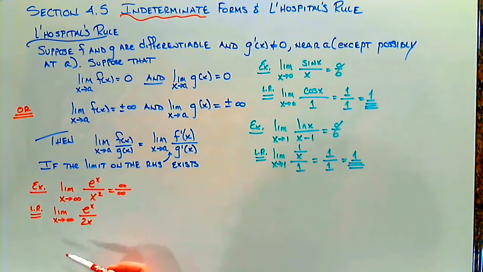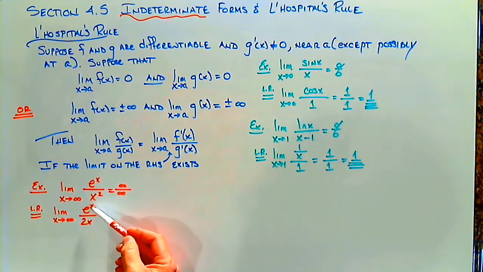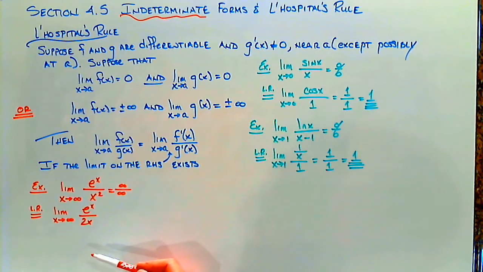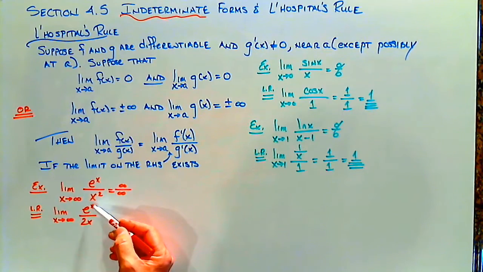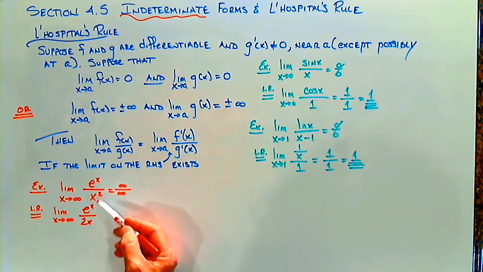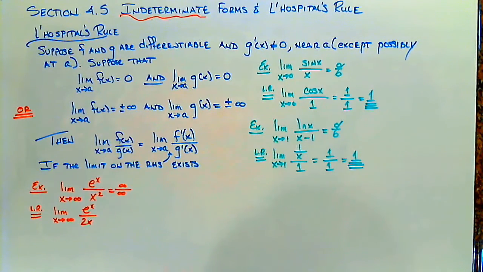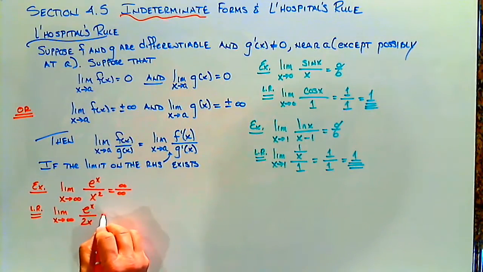So we've done what L'Hopital's rule asked, right? We took the derivative of the numerator, we got e to the x, and the derivative of the denominator, we got 2x. Now we plug in infinity, we get infinity on the top. Instead of infinity squared on the bottom, we have 2 times infinity on the bottom. We still have infinity divided by infinity.